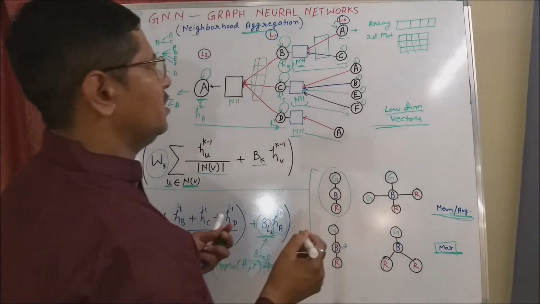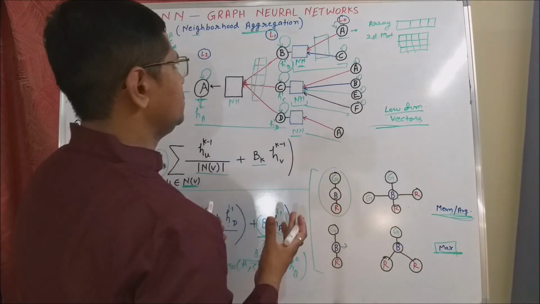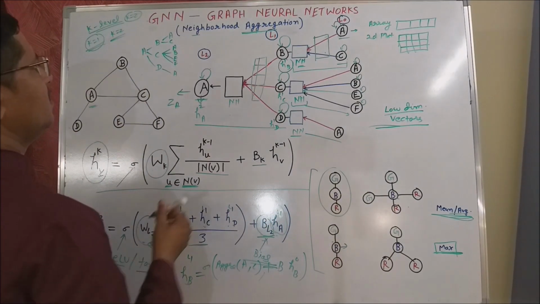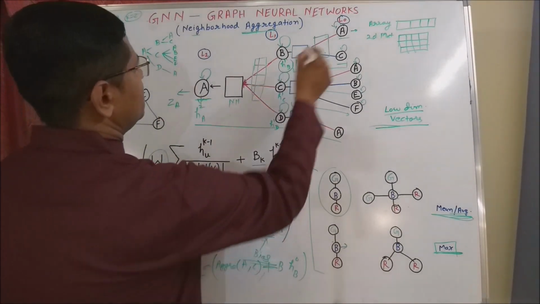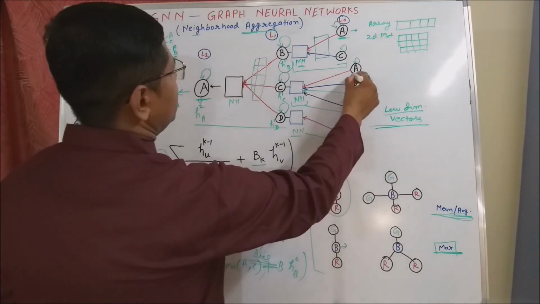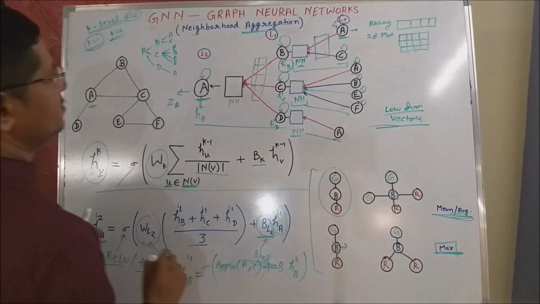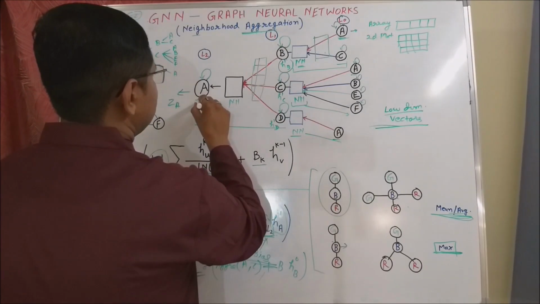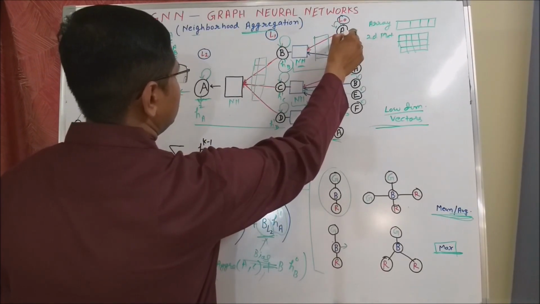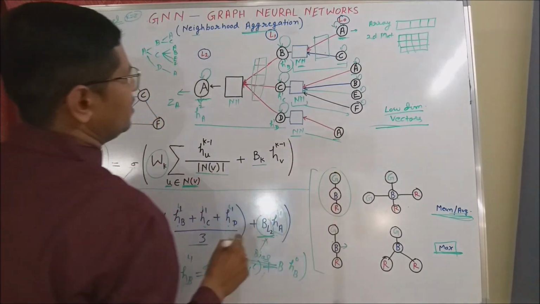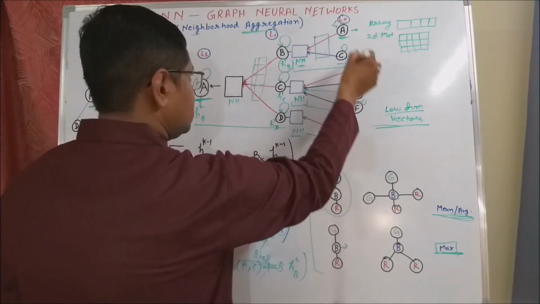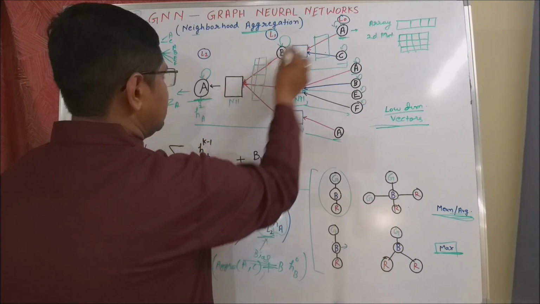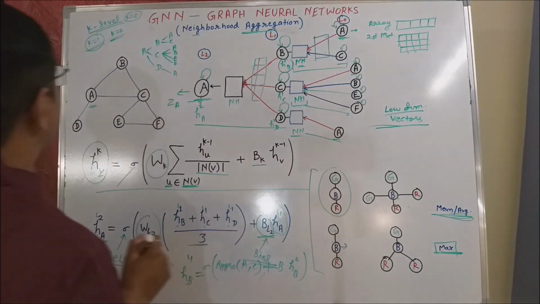Now you may have some questions in your mind: A is used here, A is used here, A is used here, and here it is used two times. Are this A, this A, this A and this A the same? Yes, the nodes are the same, but their roles are different.